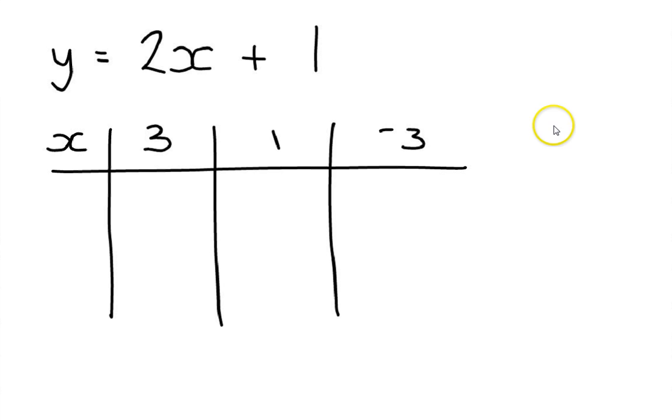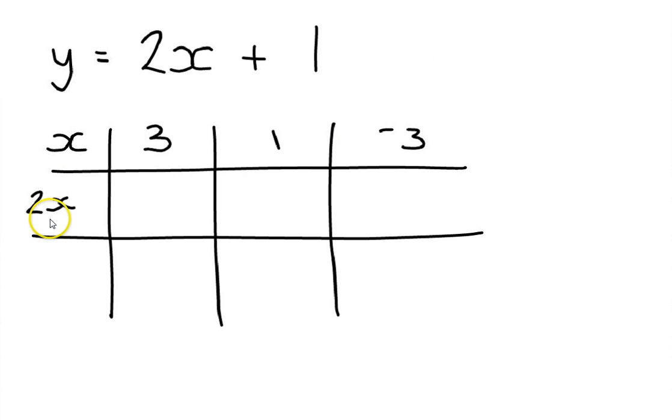Okay, now these are our different values for x. I'm going to look at this first bit of the equation, which says 2x. So that is what I'm going to write underneath x. We're going to find out what 2x is, and that's going to be another row. Sometimes you will not be given this row in an exam question. It's up to you. You can add a row in just to help you out.